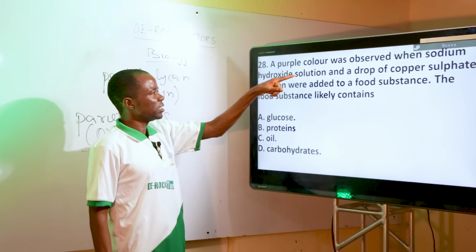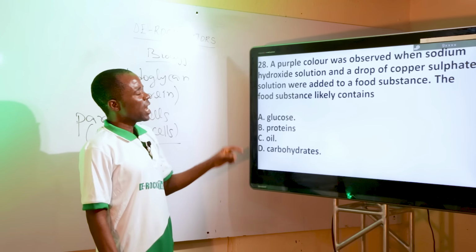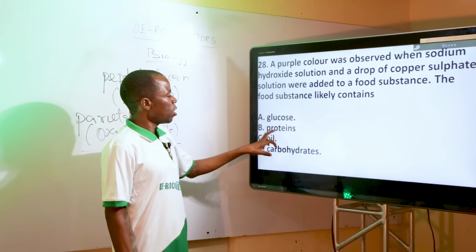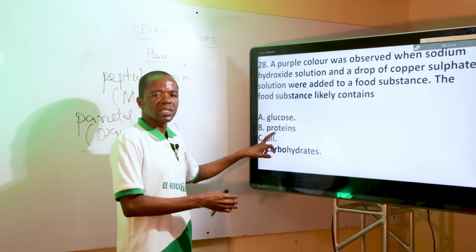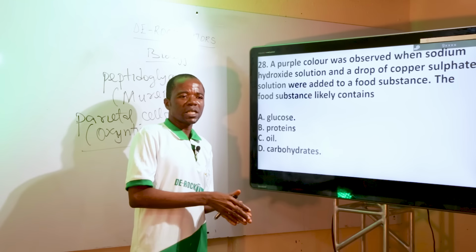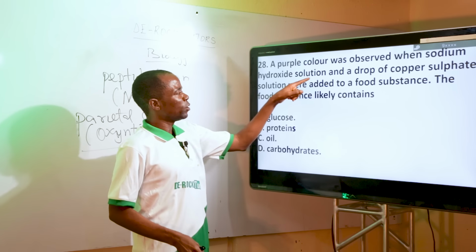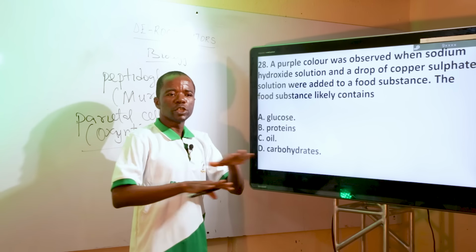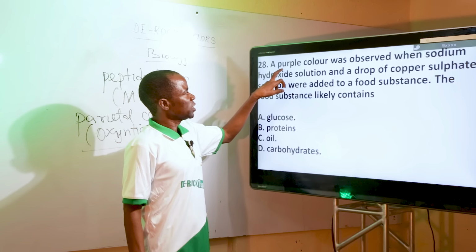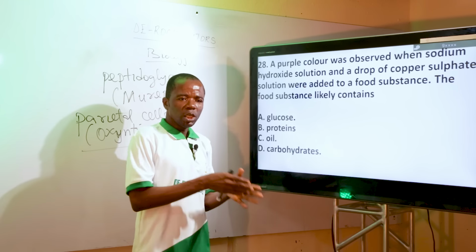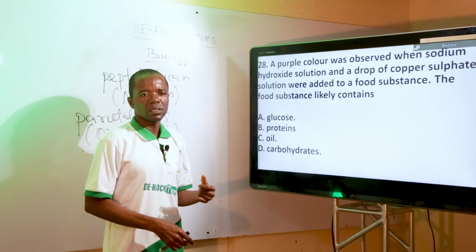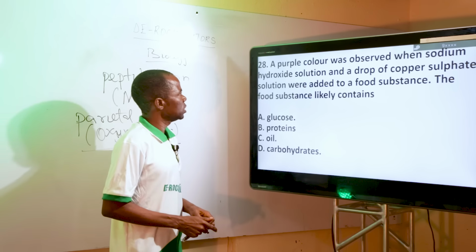So the purple color that is observed when NaOH and CuSO4 are added to a food substance always indicates the presence of protein. However, if protein is absent, having added sodium hydroxide and copper sulfate, the solution will remain blue. The manifestation of purple color is what gives a positive result, telling you that protein is present. Let's go to number 29.